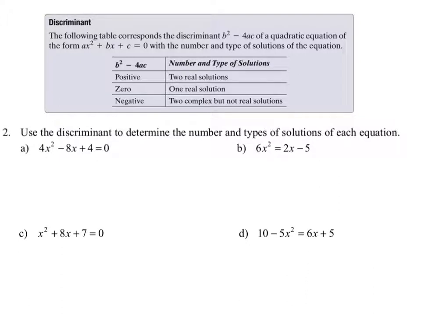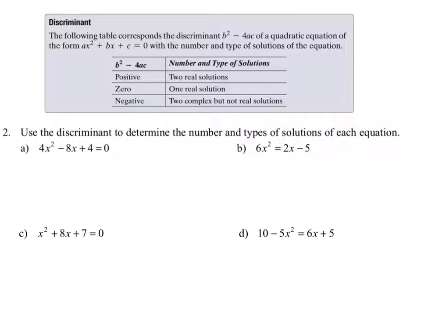For these examples, we're going to use the discriminant to determine the number and types of solutions of each equation. Whenever you have a quadratic equation, it's possible to have one solution, two solutions, or no solutions in terms of real solutions. And a way to determine that without solving through the entire quadratic formula is to use the discriminant.